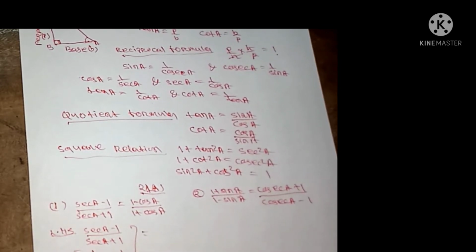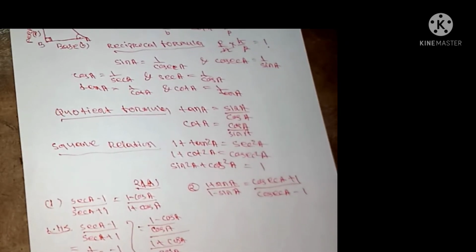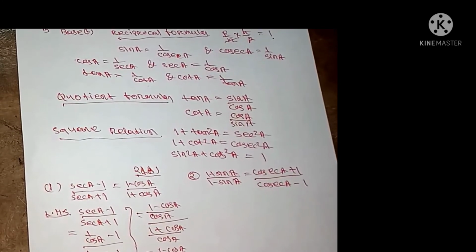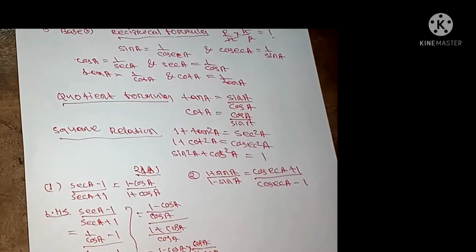equal to, take the LCM, cos A, then 1 minus cos A by, take the LCM of denominator, cos A, 1 plus cos A. This implies that 1 minus cos A by cos A, write the reciprocal of denominator, cos A by 1 plus cos A. Cos A cancels, then 1 minus cos A by 1 plus cos A.